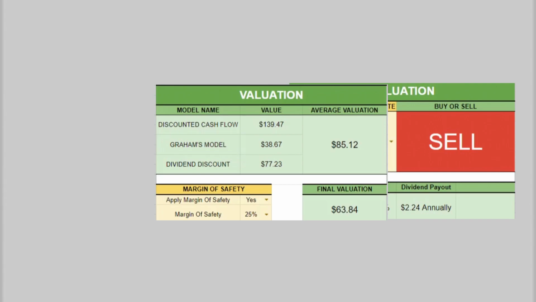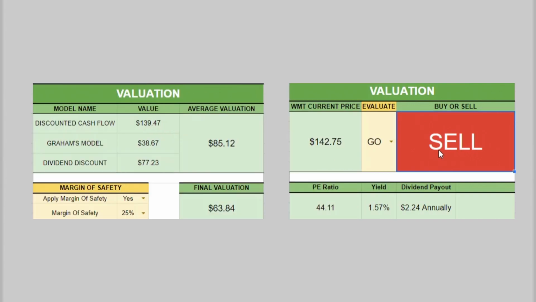That would kind of make sense if you have a PE ratio of 44 and the average PE ratio is about half. If you cut this price in half, you're close to about $70 to $75, which is very close to our current average valuation. So we're going to call Walmart a sell.